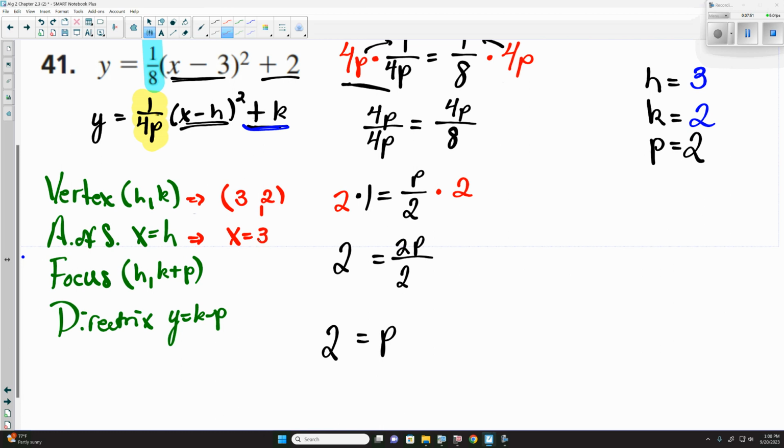Our focus is the point h comma k plus p. We still have h as 3, but we do need to calculate our k plus p. Well, the k value is 2. Our p value is also 2. And 2 plus 2 gives us 4. So the other value of the focus is 4, giving us the point 3, 4.